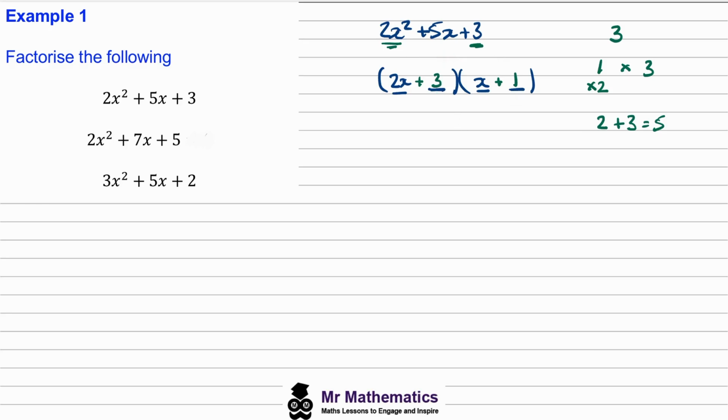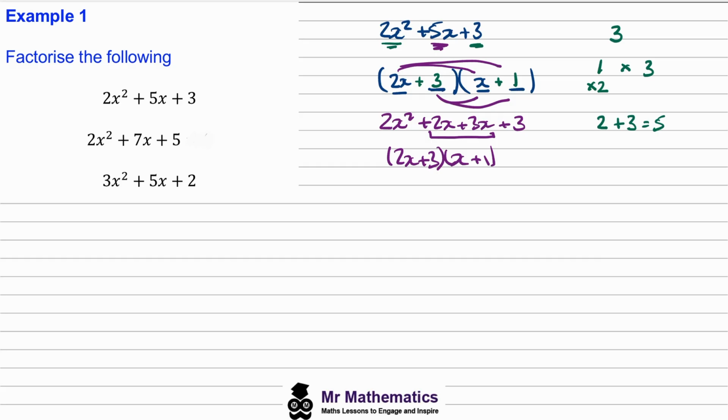If I just expand these out, we've got 2x squared plus the 2x plus the 3x plus the 3. And these do collect together to give us the 5x term, which we wanted there. Okay? So in factorized form, we've got 2x plus 3 multiplied by x plus 1.